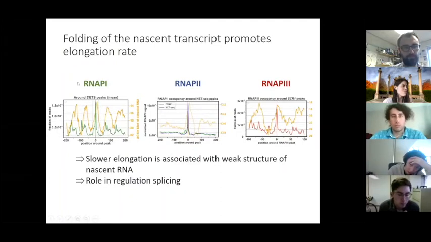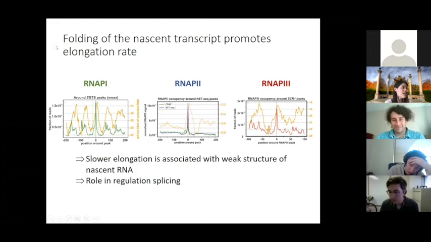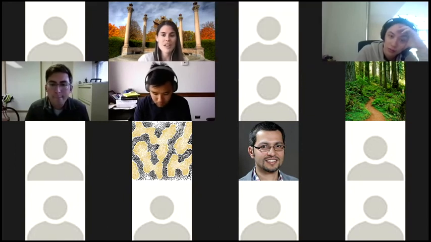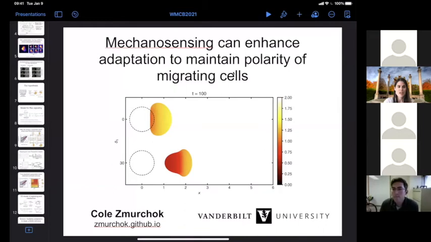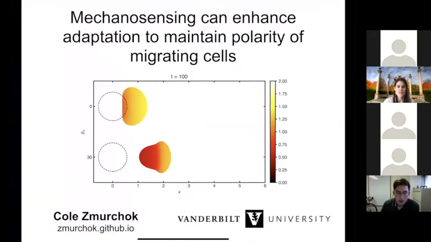In the interest of time, we do need to move on to Cole. Cole is our next speaker. Zmurchok. Yeah, great. From Vanderbilt University. So he's going to be talking about mechanosensing can enhance adaptation to maintain polarity of migrating cells. Fantastic, full screen, it looks great. Oh, but you're muted. Excellent.